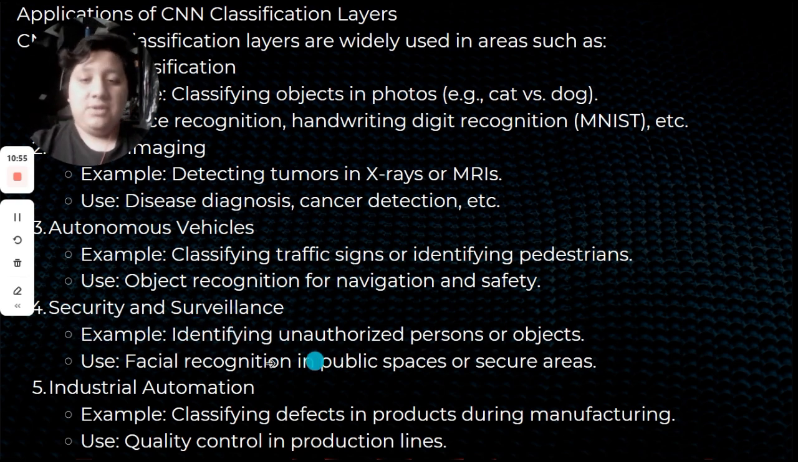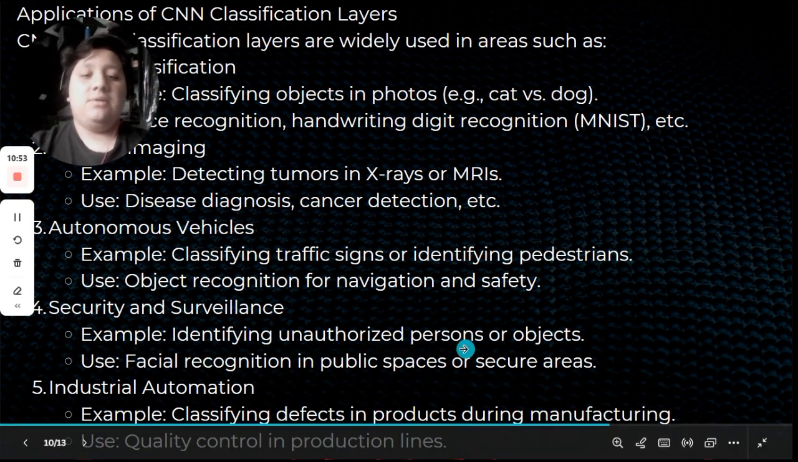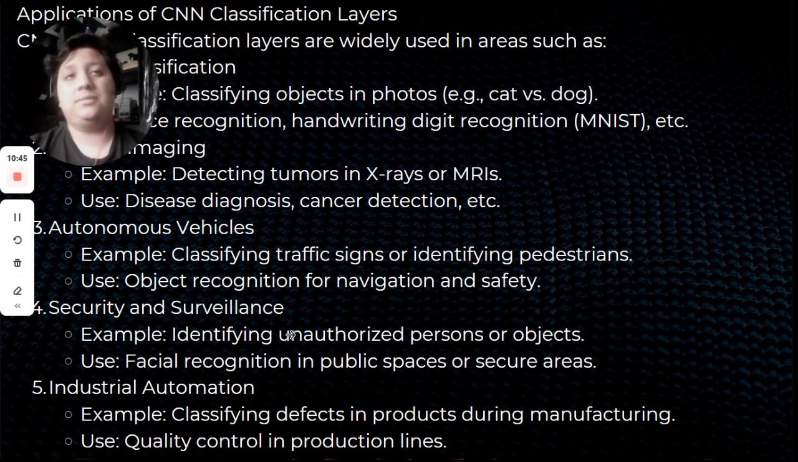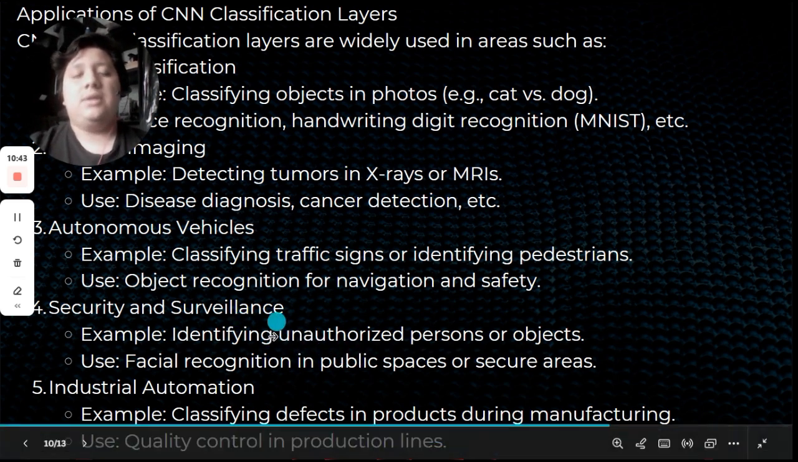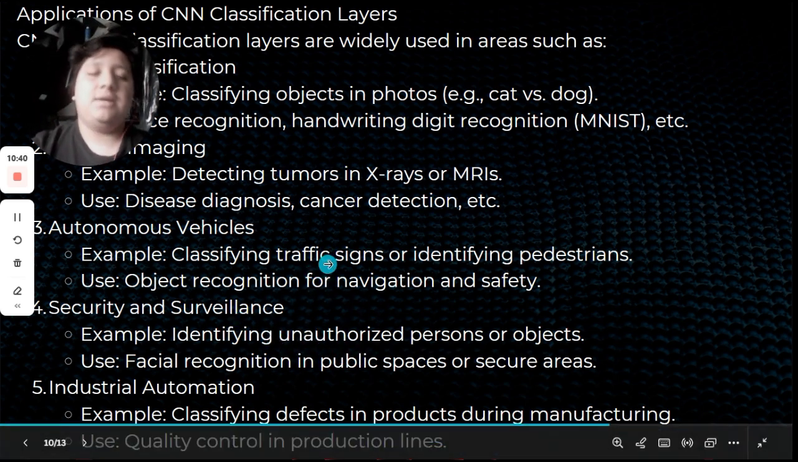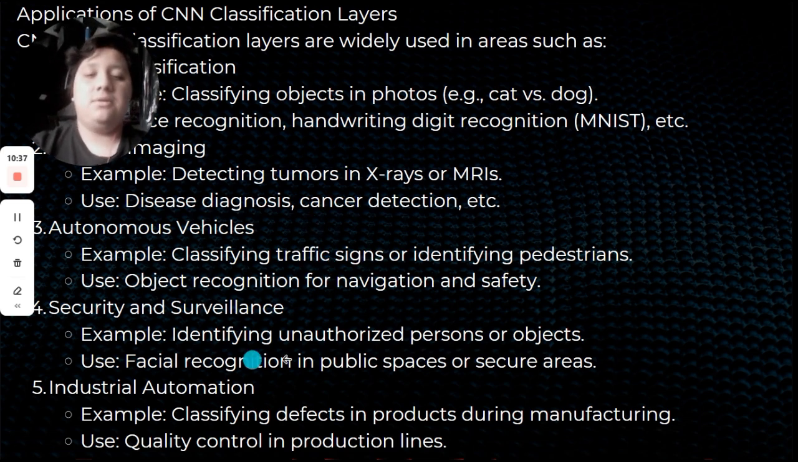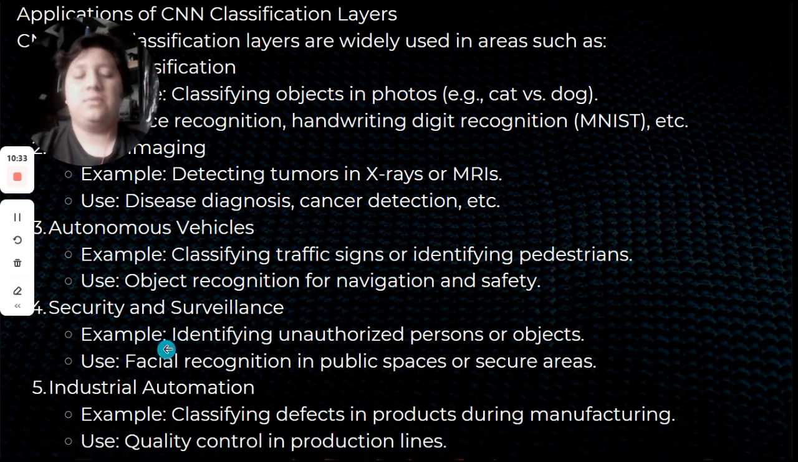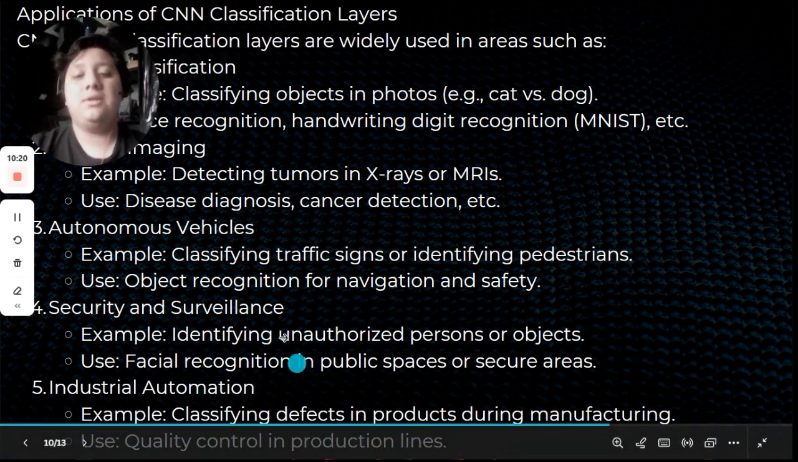Security and surveillance. The example is identifying unauthorized persons or objects. This is for security in a private establishment or in a company. We need to have only certain people enter the building, and we need a system to identify all these people.